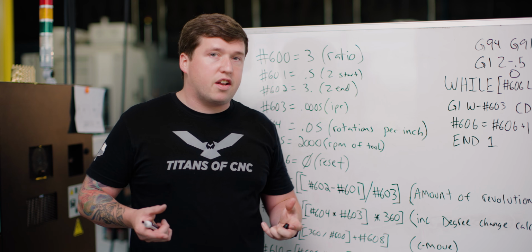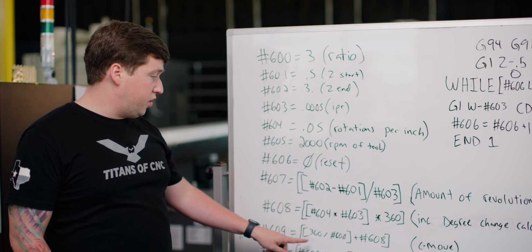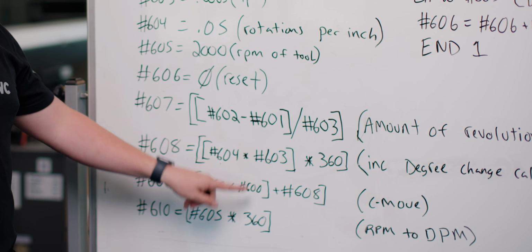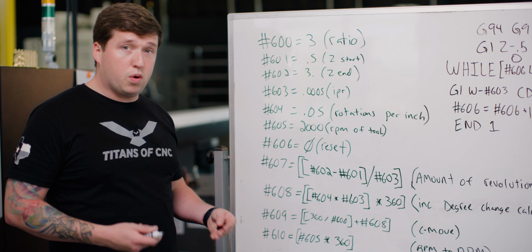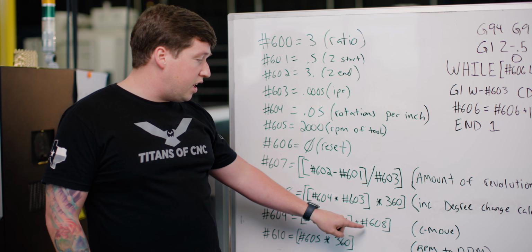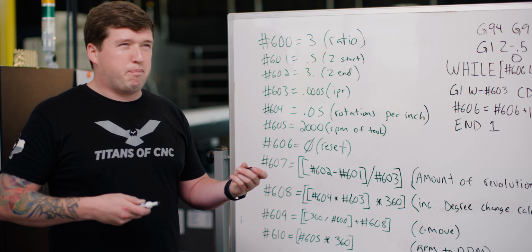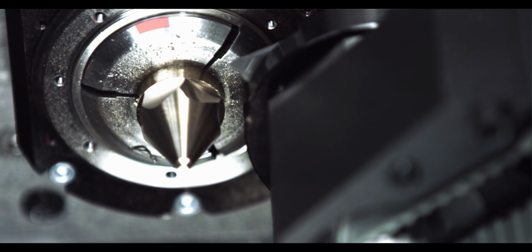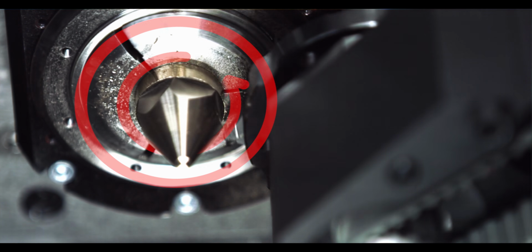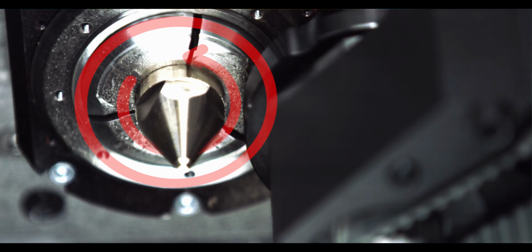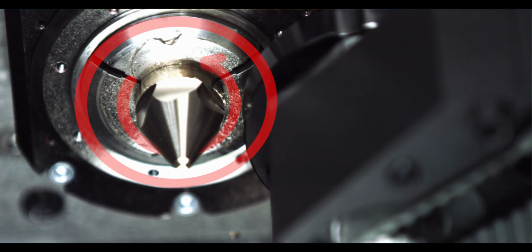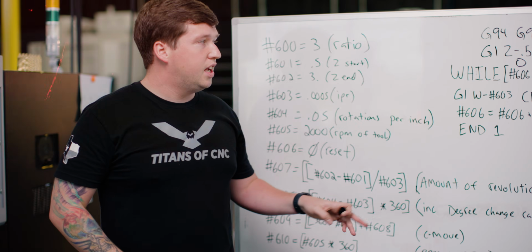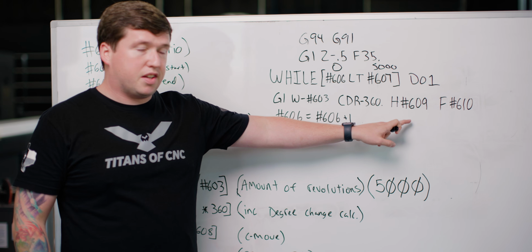So then with that, all I had to do to get #609 is I took 360 and I divided it by 3, which is my ratio, which will give you 120 degrees. And then I added #608, which will be something like 0.01 or something really small. And then every revolution, instead of doing 120 degrees and making a perfect hex, it'll actually do 120.01 degrees. It'll slightly keep rotating more and more and more each revolution. And that's what the math is for #609.